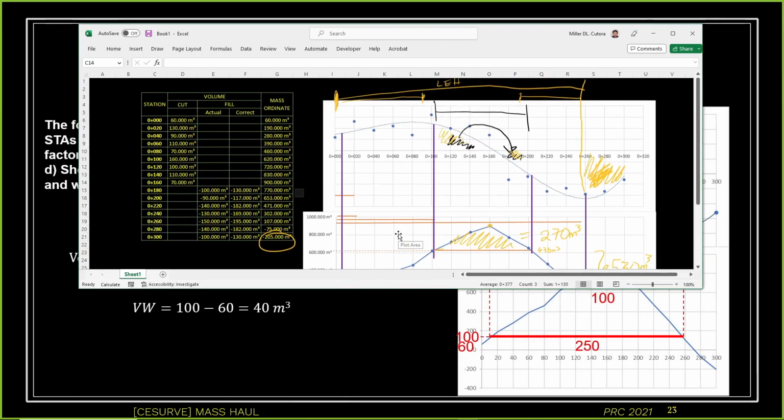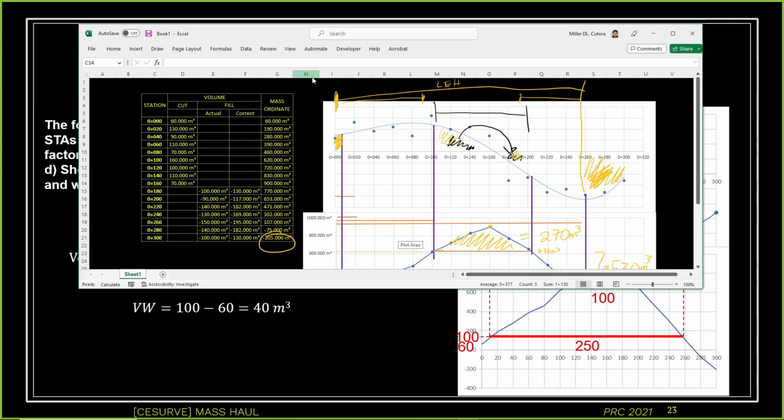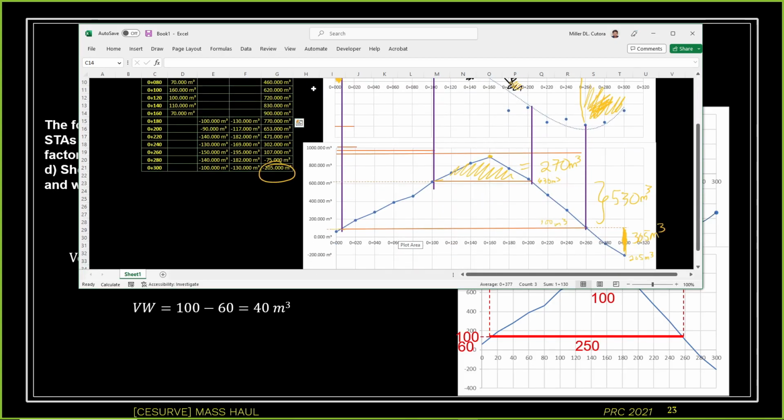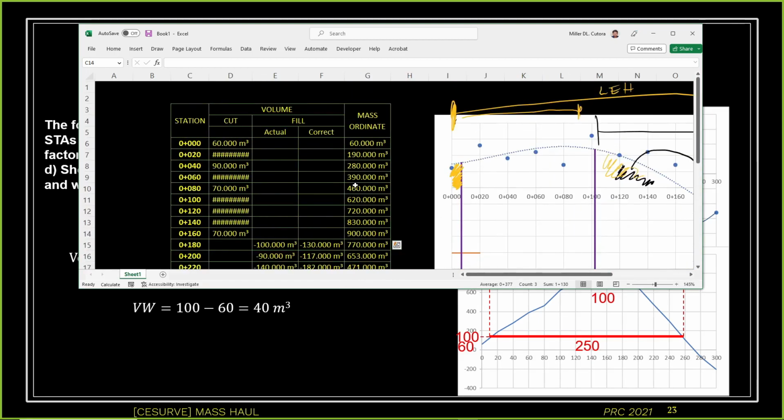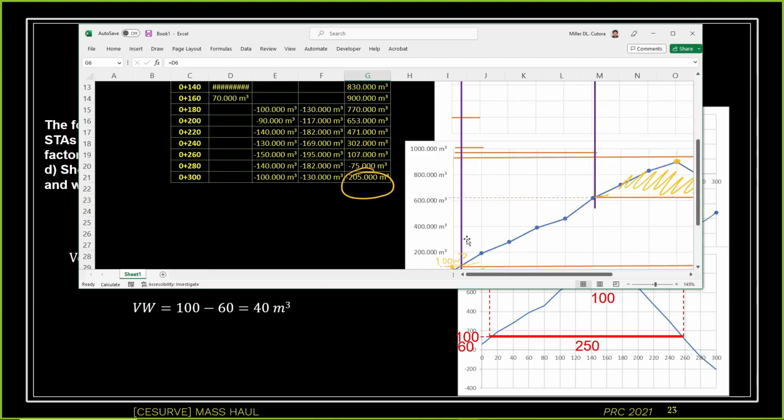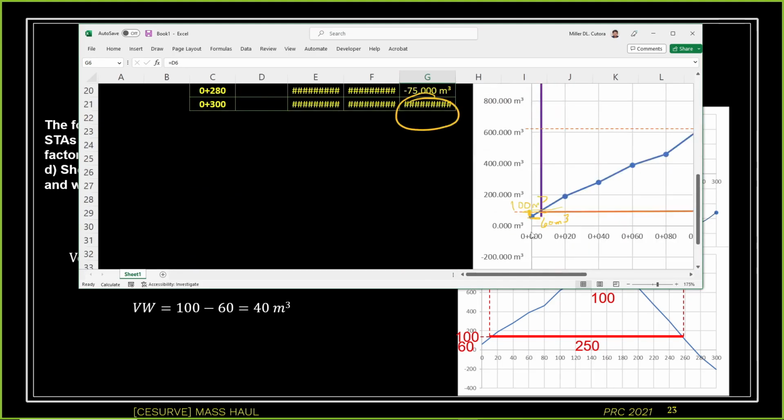Next, volume of waste. Ito naman ang volume ng waste, itong portion na to, which is this one. Okay? So, this one is 60 cubic meter and sa taas is 100 cubic meter, kasi ito, same line lang yan. Okay, zoom natin. Yung 60 galing yan dito sa mass ordinate na 60. So, 100 minus 60, ang volume ng waste natin ay 40 cubic meter. Okay?